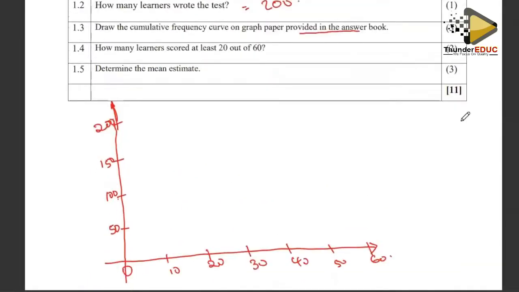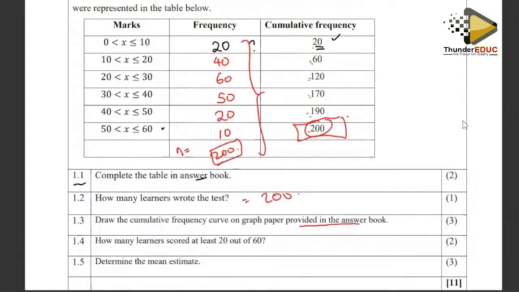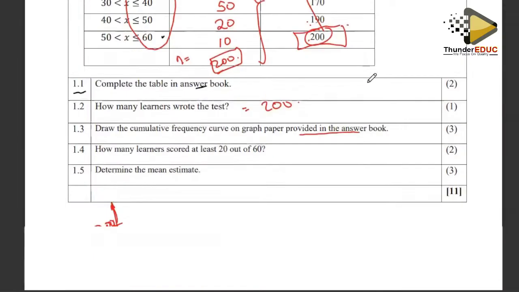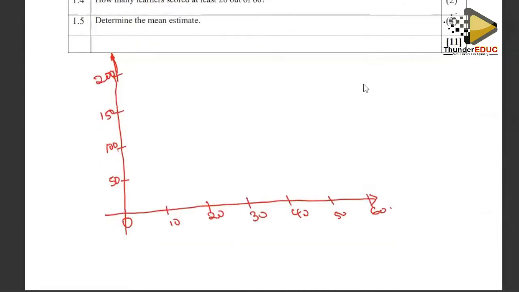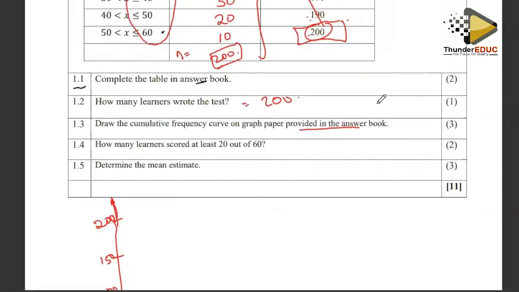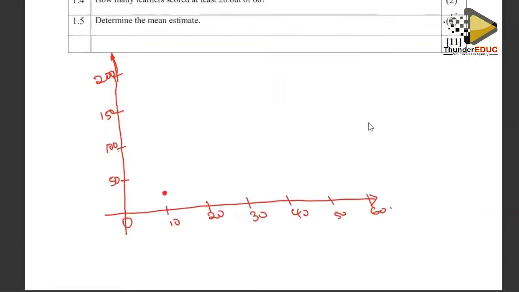When you're graphing a cumulative, we normally use the upper class intervals together with the cumulative frequency. So 10 is gonna go with the 20. Then 20 is gonna go with a 60. As per our cumulative, 60 should be slightly above 50. And then 30 is gonna go with a 120, so 120, just somewhere there.